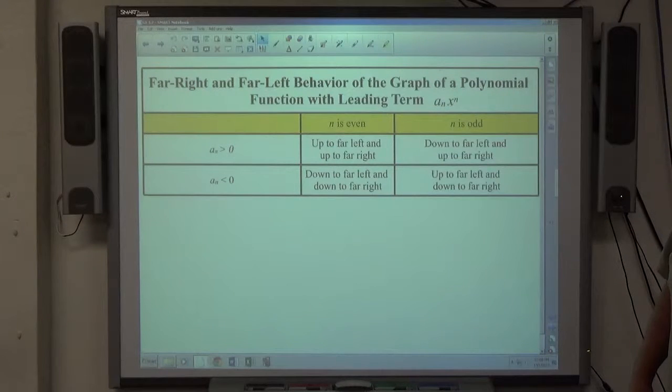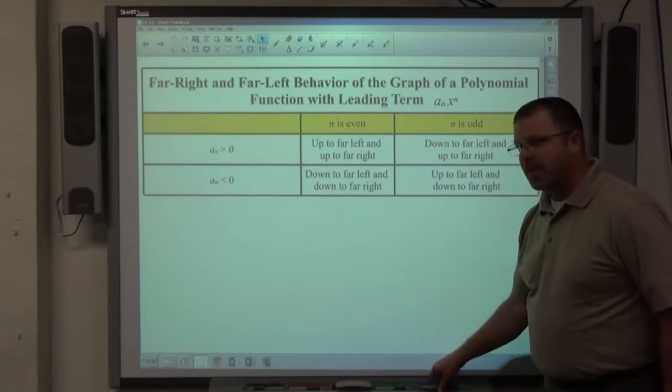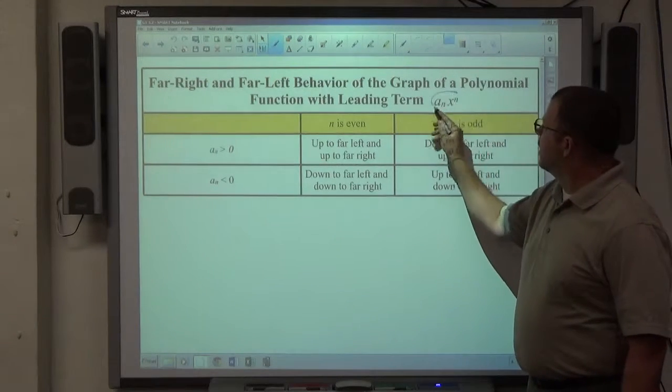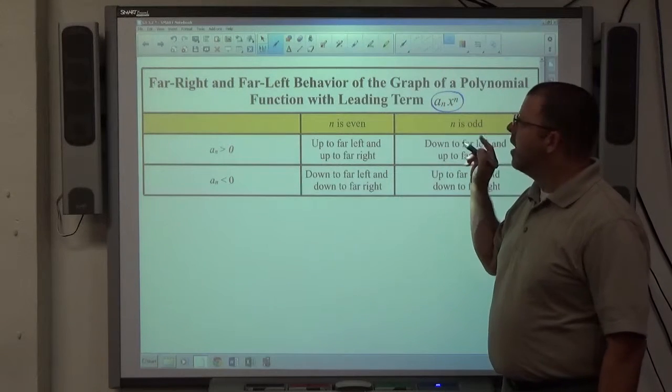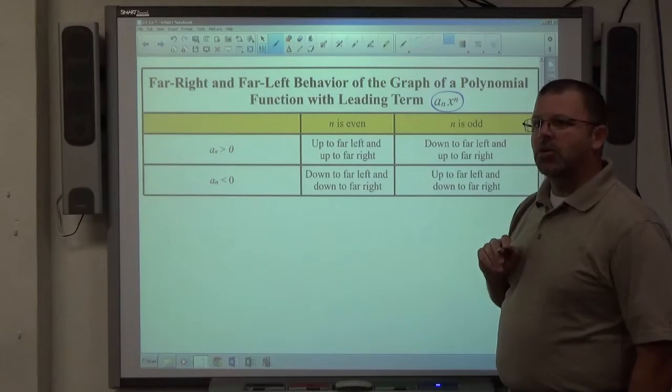Example 1 has to do with the far right and far left behavior of the graph of a polynomial function with leading term a sub n x to the n. Okay, let me just demystify this first of all. It's some number times x to some power. The leading term is the highest power term in the polynomial.